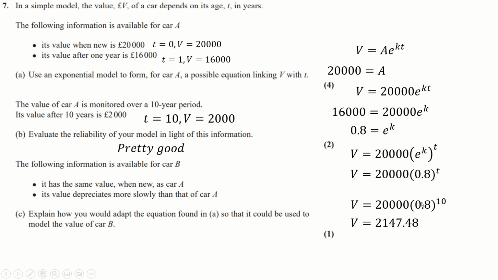We need to make this number bigger. Like if it was 0.9, 0.9 to the 10 is bigger than 0.8 to the 10, and so therefore our value will still be higher. So we need to make this number higher. However, we can't make it that much higher.